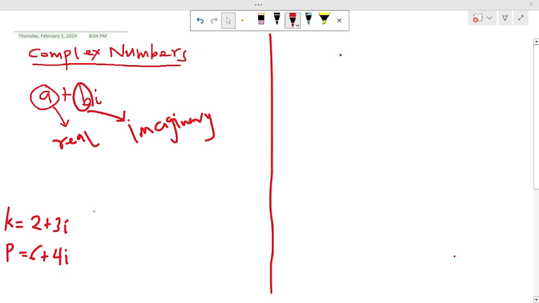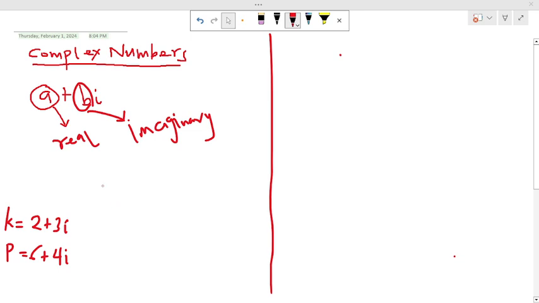Suppose we have a complex number a plus bi. The real part is a and the imaginary part is b. So let's move on to solve a question.